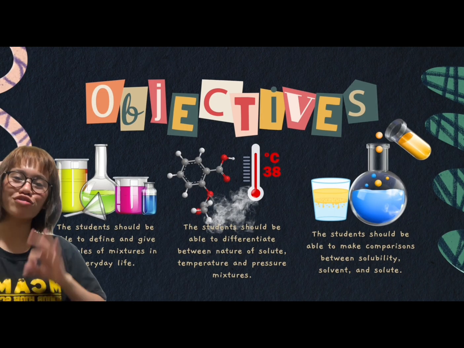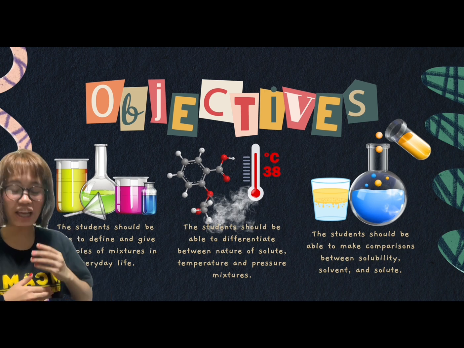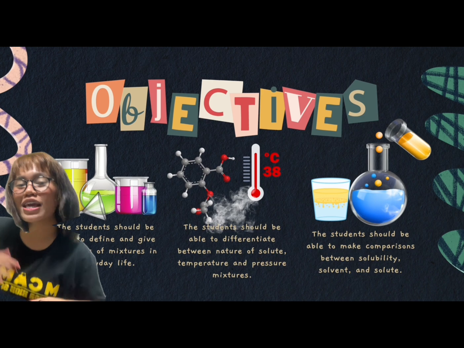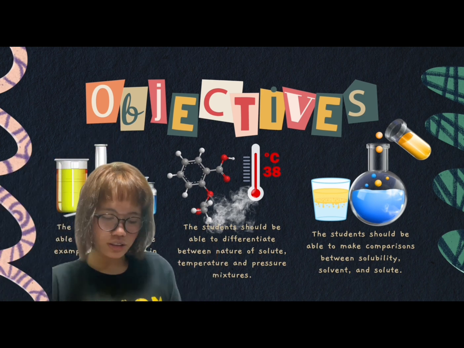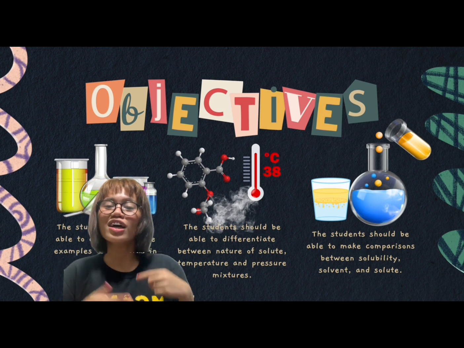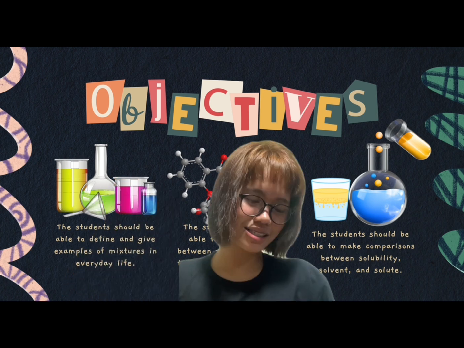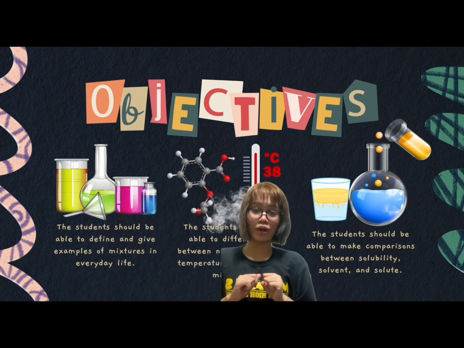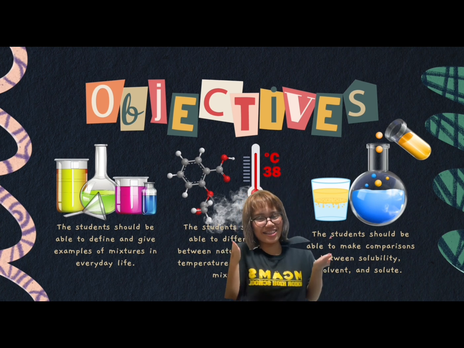Right here, we have three objectives. Number one, the student should be able to define and give examples of mixtures in everyday life. And number two, the student should be able to differentiate between nature of solute, temperature, and gas pressure. So last, students should be able to make comparisons between solubility, solvent, and solute.